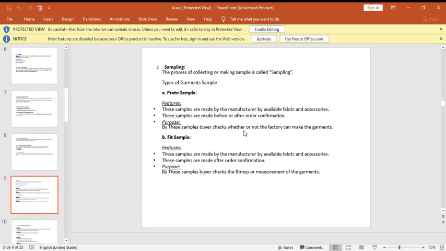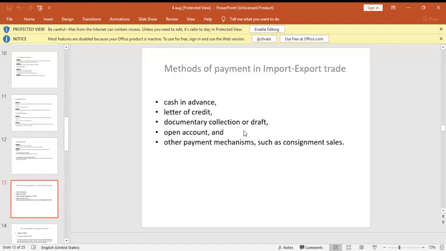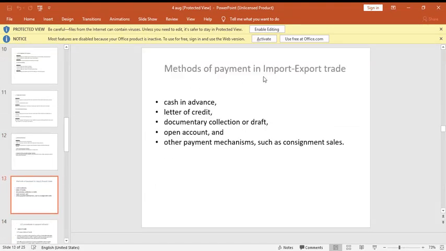Okay. The next objective is: what are the methods of payment in import and export trade? The methods of payment in import and export trade are cash in advance, letter of credit, documentary collection or a draft, open account, and other payment mechanisms such as consignment sales. So these are the methods.